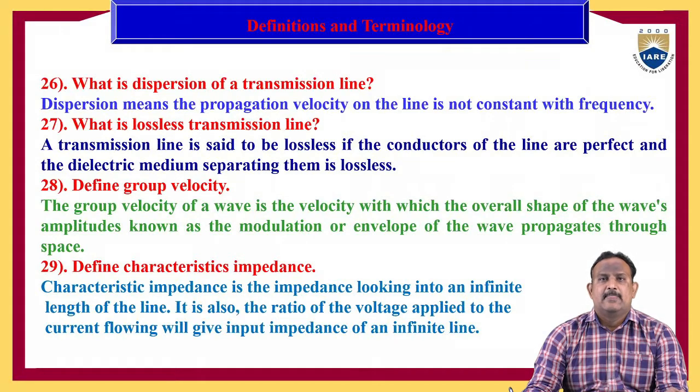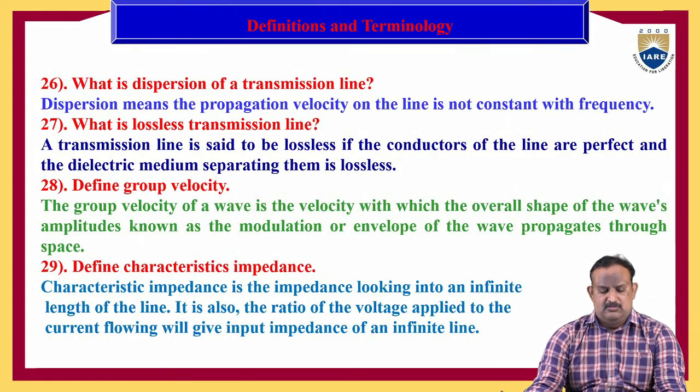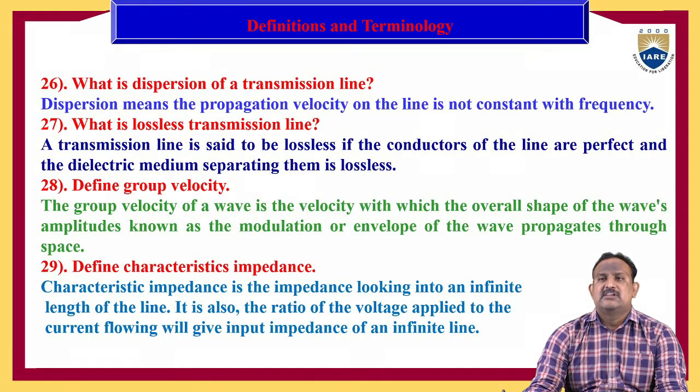Define group velocity. The group velocity of a wave is the velocity with which the overall shape of the wave's amplitude, known as the modulation or envelope of the wave, propagates through space. Define characteristic impedance. The characteristic impedance is the impedance looking into an infinite length of line. It is also the ratio of the voltage applied to the current flowing, which gives the input impedance of an infinite line.